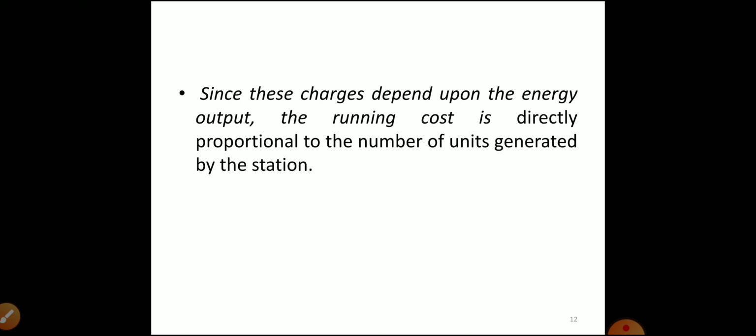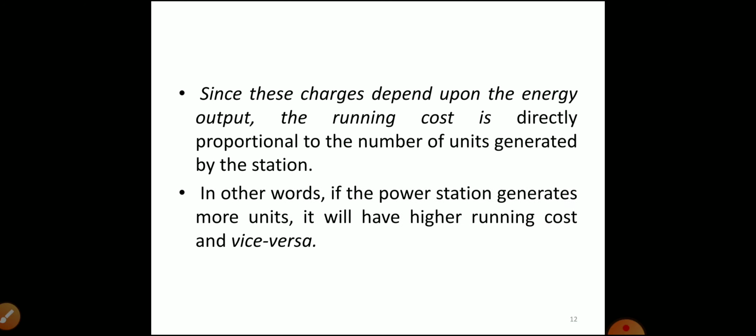Now, since these charges depend upon the electrical output, the running cost is directly proportional to the number of units generated by the station. The more units generated, the more will be the running cost. In other words, if the power station generates more units, it will have a higher running cost and vice versa.